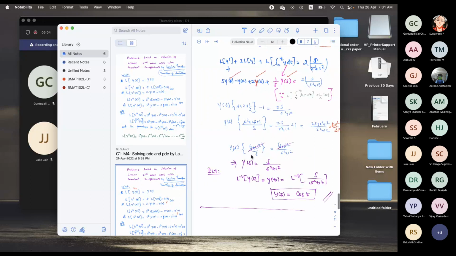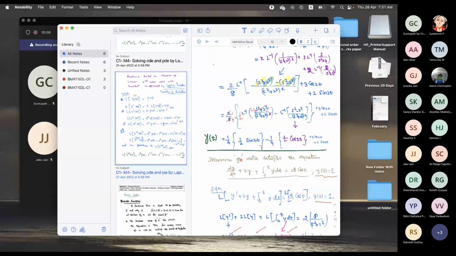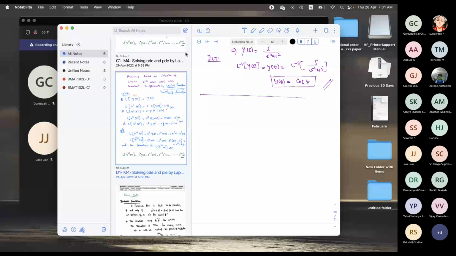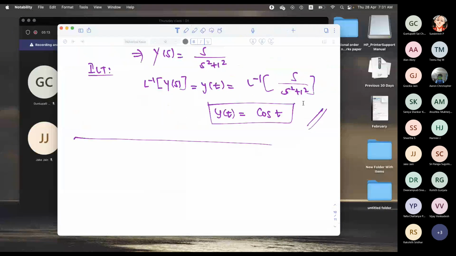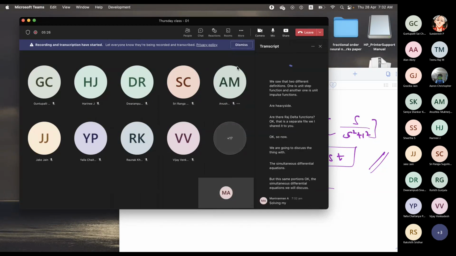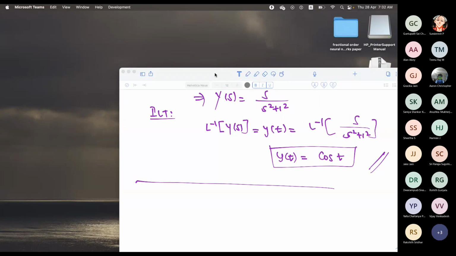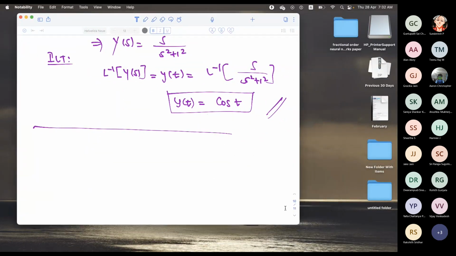Now we are going to discuss simultaneous differential equations along the same lines. The simultaneous differential equations we will discuss, solving by Laplace transform. That's a new thing for us today, and solving PDEs also by Laplace transform.